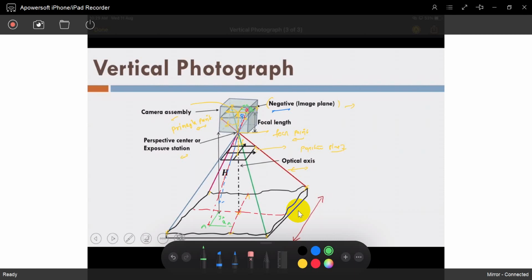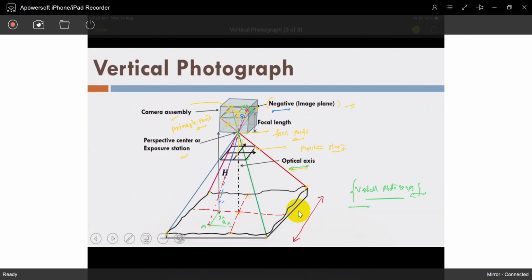So this is exactly a vertical photograph. This is called a vertical photograph, how the photo is filmed or captured. It is a positive image. This is the principal point or focal point or perspective center, exposure center. It is called the optical axis. Got the picture? I can't draw, and if I draw you can't get the details exactly. It's a good idea.